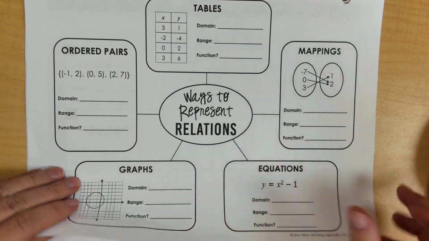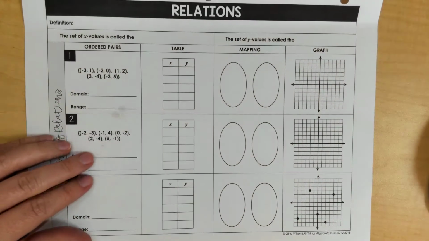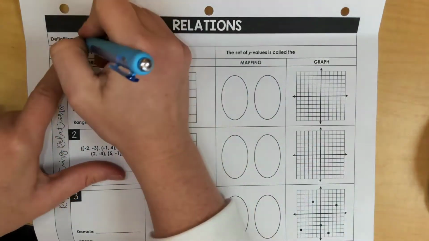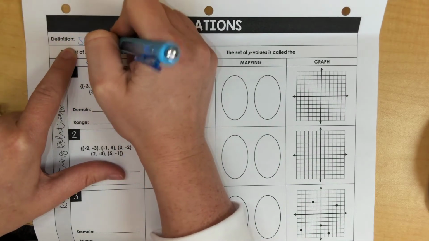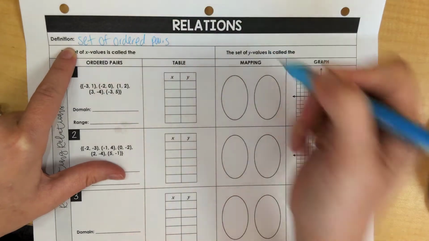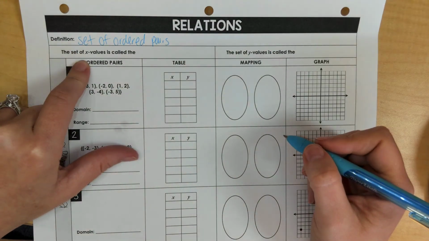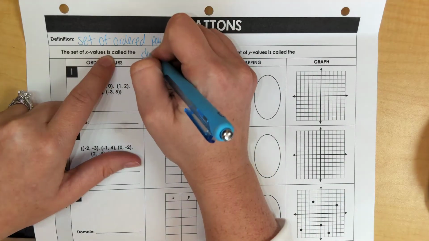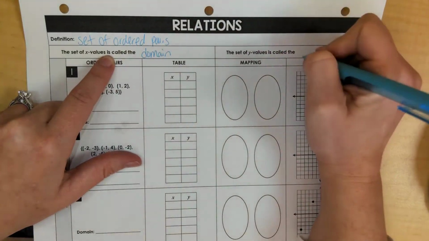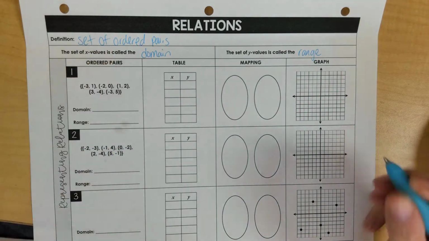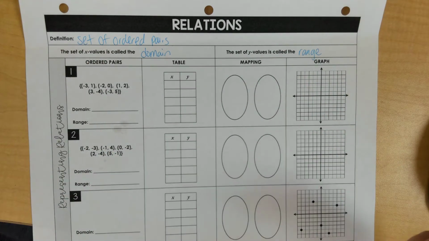So before we fill in here, let's just look through this example here. So remember, relations are a set of ordered pairs. So two or more ordered pairs creates a set, and that's called a relation. Okay. The set of x values, if we're just specifically talking about the x values, those are the domain, and the y values are called the range. Okay, so that's kind of the basics of the information that we need.